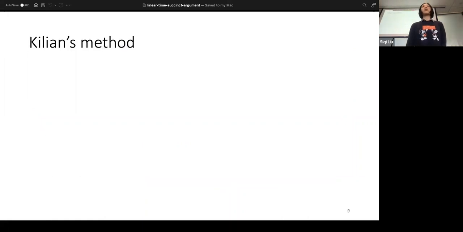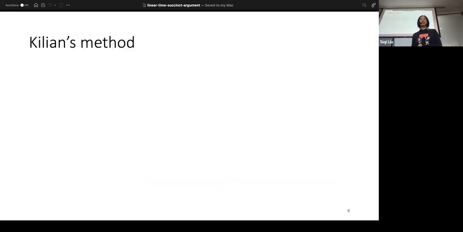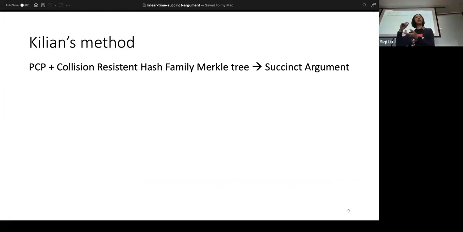Okay, so if no more questions about the result, I will briefly talk about what Kilian's method looks like. Kilian's method has been known. It's a general method of compiling a PCP, a probabilistically checkable proof, into a succinct argument. And it's done in the following way.